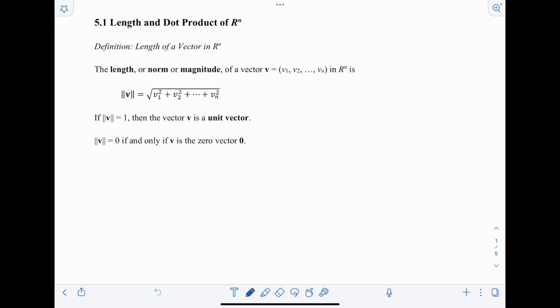This is lesson 5.1, length and dot product. Two important pieces of information to know and be able to work with when we think about vectors.